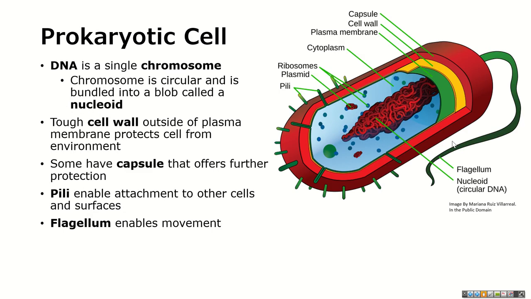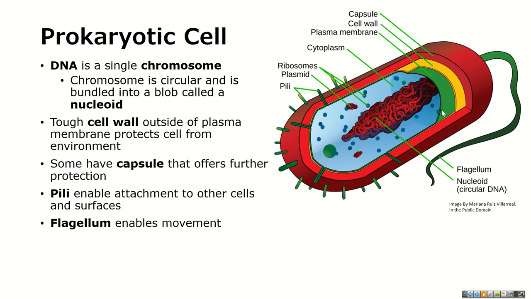If we want to look at a prokaryotic cell, it looks something like this. The DNA is a single chromosome, and that chromosome is actually a circle. It's bundled up into a blob inside the cell that's called a nucleoid. Now, oid means kind of, or sort of, or not really. So just like a humanoid alien would be an alien that vaguely looks like a human but is not a human, a nucleoid kind of looks dark in the cell like a nucleus, but it's not a nucleus. It doesn't have a membrane around it. So that's why it's a nucleoid.